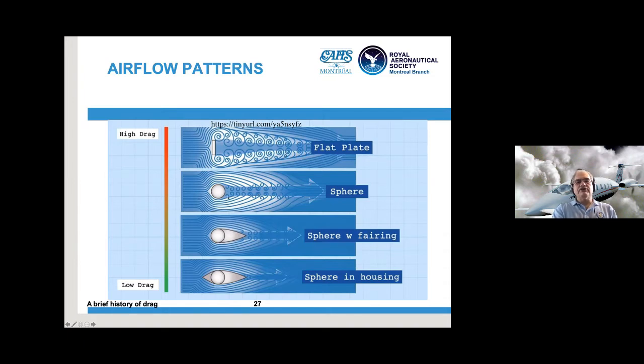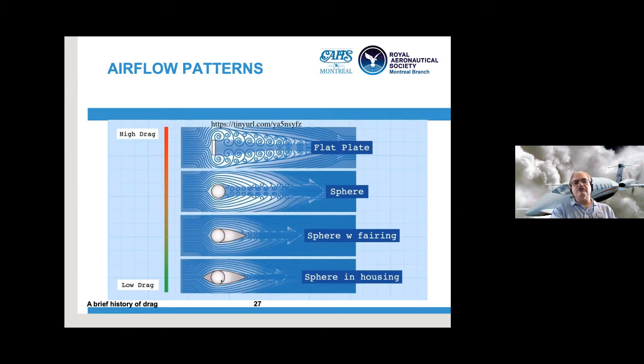A sphere actually has appalling aerodynamics. You'd think it's a very aerodynamic shape. It's an appalling aerodynamic shape. A sphere with a fairing, a stretched out sphere, is starting to look a bit like a wing shape. And a sphere in a housing is what we did to struts to try and make them a little more aerodynamic. So let's have a look.